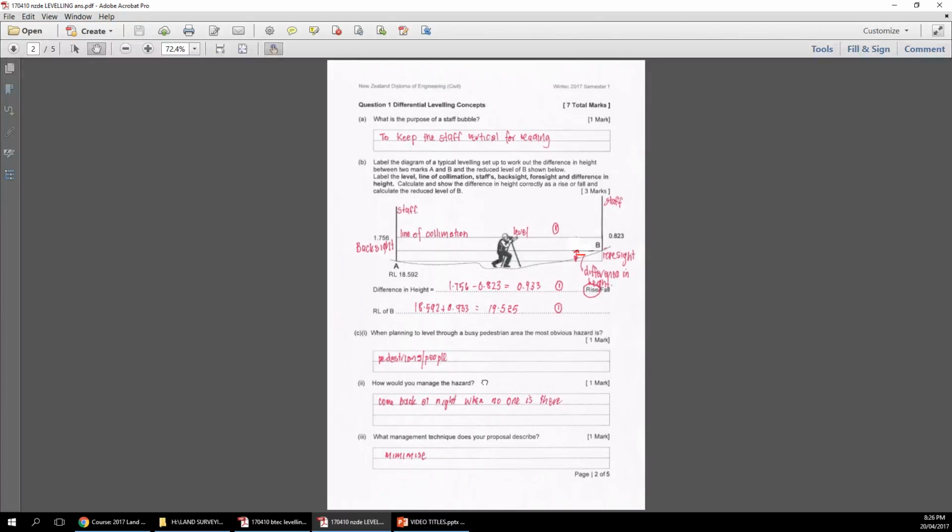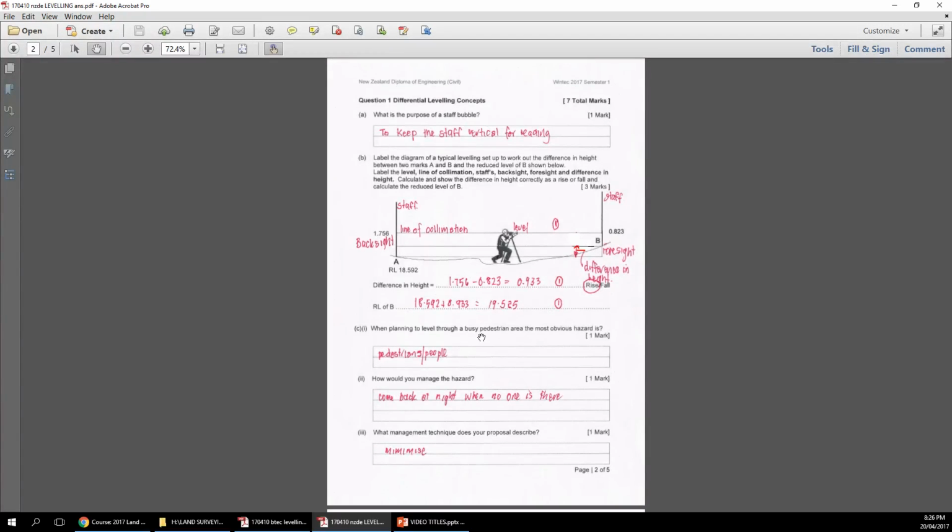So when planning to level through a busy pedestrian area, the most obvious hazard is pedestrians, people. This would be like maybe levelling through a shopping mall, or perhaps across a busy campus, through the area, say between G Block and the cafeteria, with a lot of people walking around. There are many ways of managing the hazard, and I did accept a number of different answers.